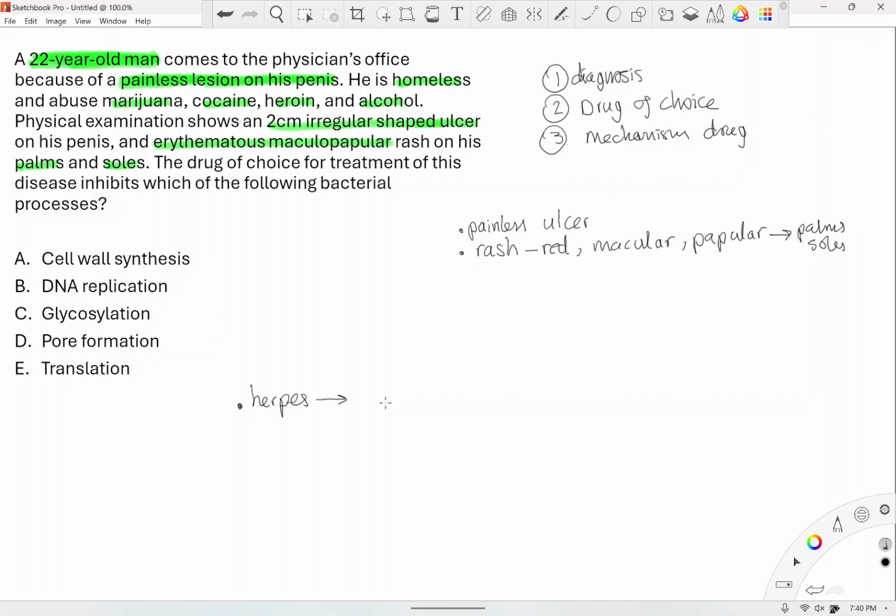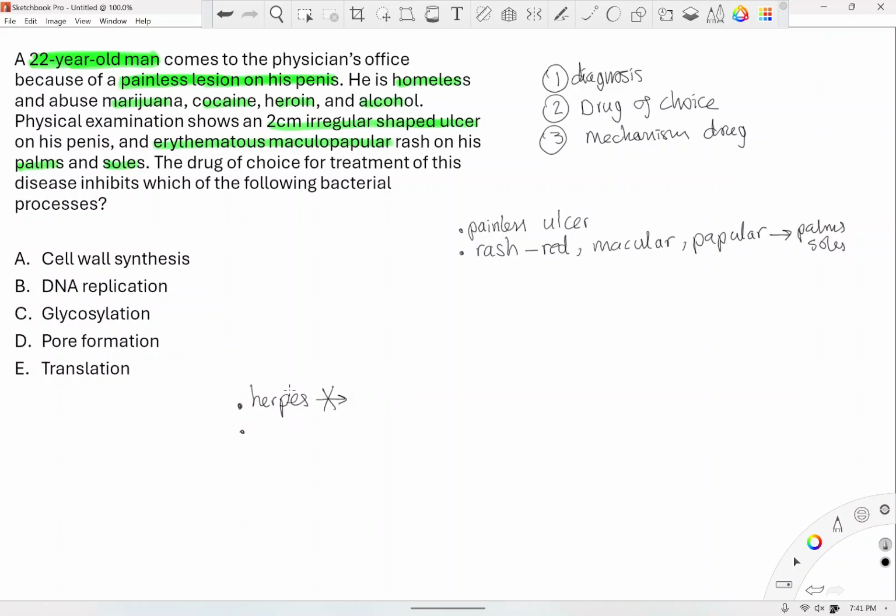They are vesicles full of fluid and they can rupture and then they can dry out. And it's obviously caused by herpes simplex virus 2, or human herpes virus 2, which is the genital type, not 1. Okay, so that's for herpes. So this is not herpes.